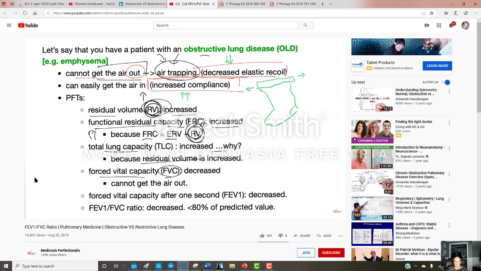Forced vital capacity is decreased. FEV1 is decreased. FEV1 to FVC ratio is decreased. It's less than 80% of predicted.